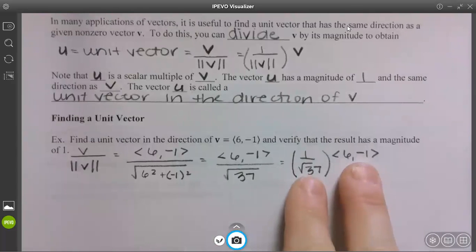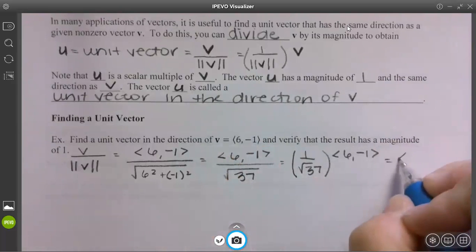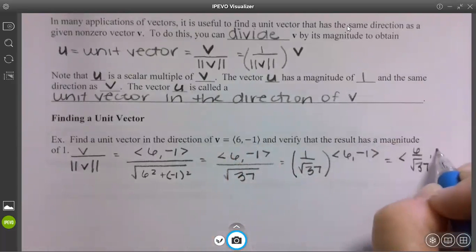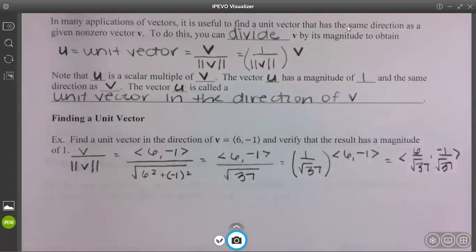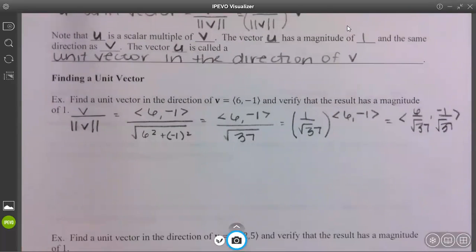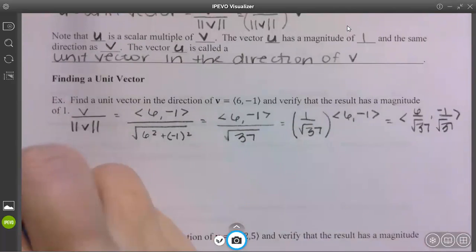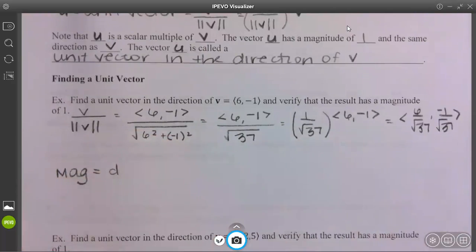You don't have to show this step. Technically, what you're going to do is put your 6 and your -1 over that same denominator. So you split it up, and you get 6 over square root 37 and -1 over the square root of 37. So that is your unit vector. It said verify that the result has a magnitude of 1, so we're going to check that magnitude. And remember, magnitude is the same thing as the distance formula.